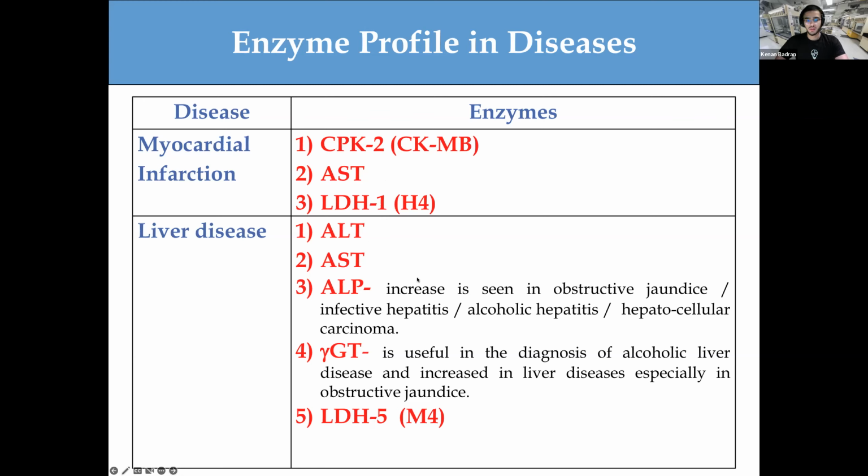Also, ALP can be seen in obstructive jaundice, infective hepatitis, alcoholic hepatitis, and hepatocellular carcinoma. GGT is used for the diagnosis of alcoholic liver disease and increases in liver disease, especially in obstructive jaundice. So you can see how ALP and gamma GT can both be seen with obstructive jaundice, again the intertwining of different enzymes. So you need to keep testing and comparing to reach a final definite diagnosis.